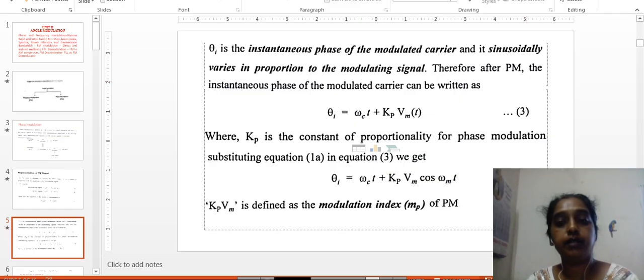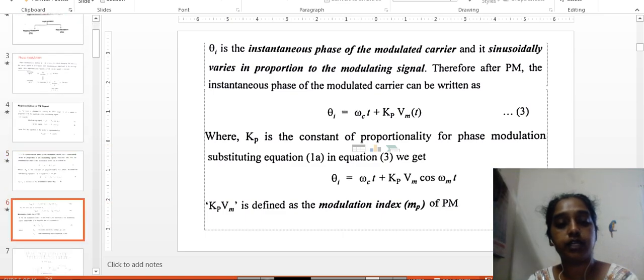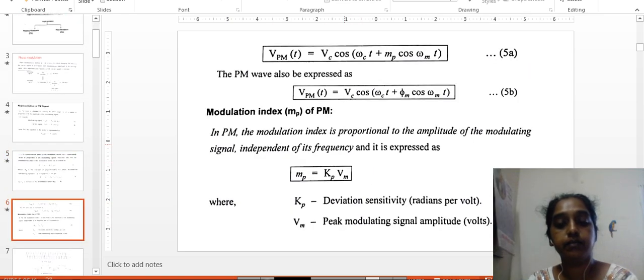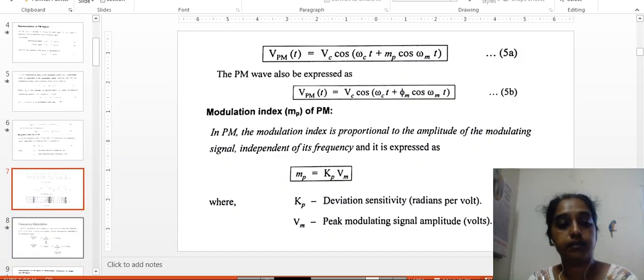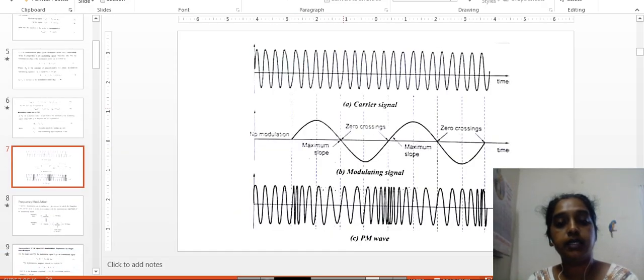So here after the phase modulation, the instantaneous phase value is given by omega ct plus kp into Vm of t, where kp is the constant of proportionality for phase modulation. Kp into Vm is denoted as the modulation index for phase modulation. This is the waveform: modulating signal, carrier signal, and the phase modulated wave.